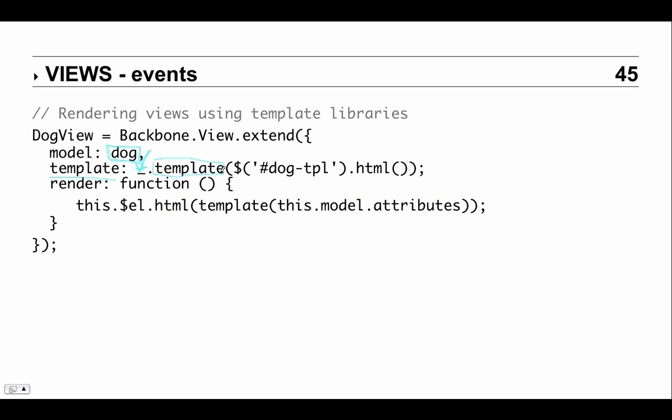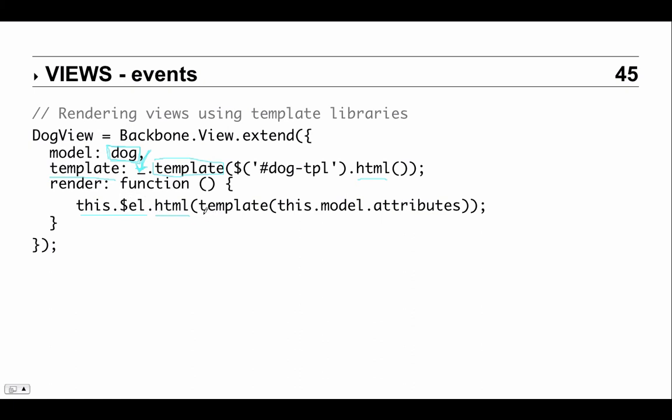So we say _.template, and what we pass in here is all of the HTML content from a particular template. Somewhere inside of my index page, I have a template sitting there with the ID of dog-tpl, and then I'm calling the jQuery html method on it to get all of the HTML elements inside of this template. Okay. And then when I call render, I refer to this.$el, and that gives me again a jQuery selection object of the element associated with this view. And then I call .html on it to replace the HTML content of the element associated with this view.